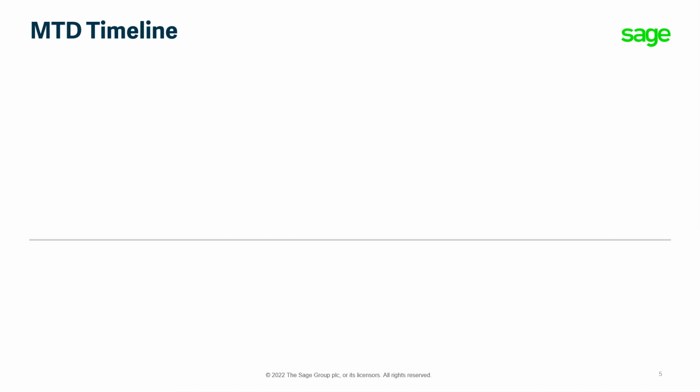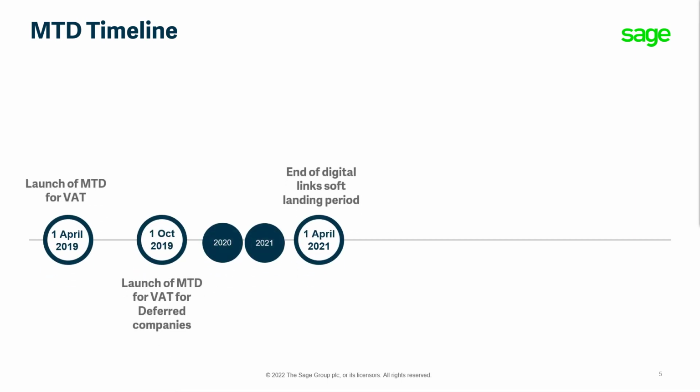Next, let's take a look at the Making Tax Digital timeline. Making Tax Digital for VAT is part of a larger Making Tax Digital rollout and will eventually impact self-assessment and corporation tax submissions. This legislation initially came into effect in April 2019 for the majority of businesses, and the VAT return for the first VAT period after this date had to be submitted via digitally compliant software. More complex businesses, such as groups, were offered a deferral, and this applied to them from the 1st of October 2019.